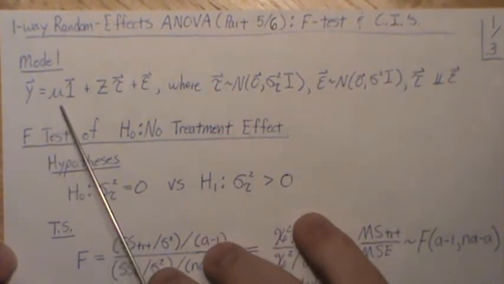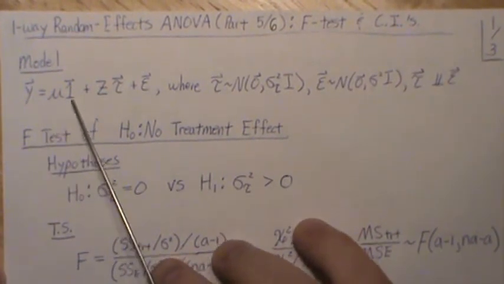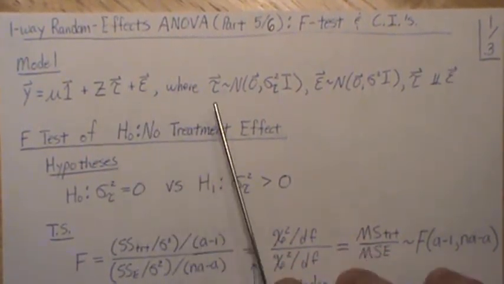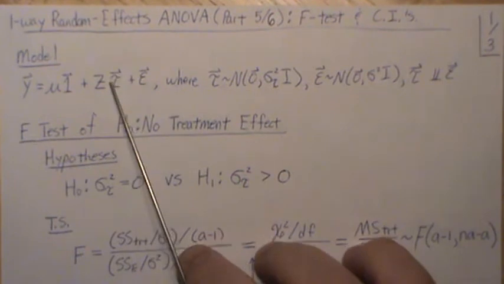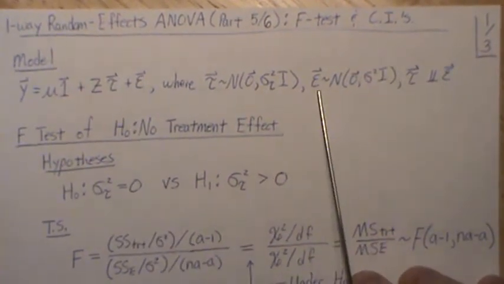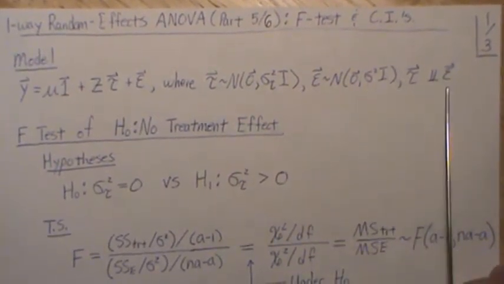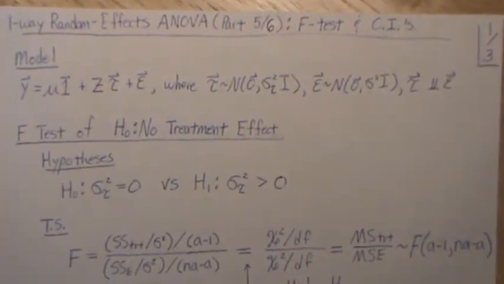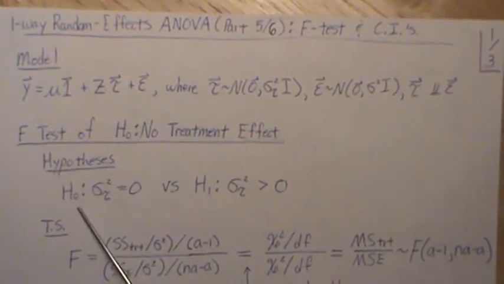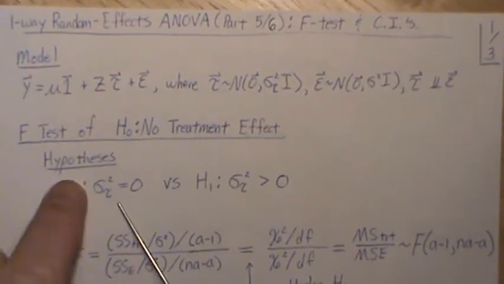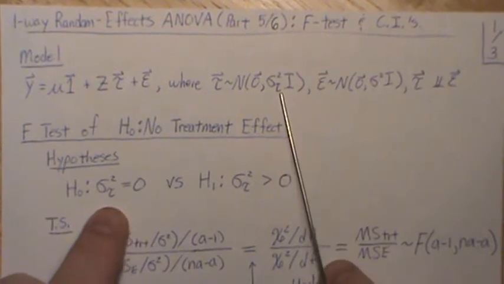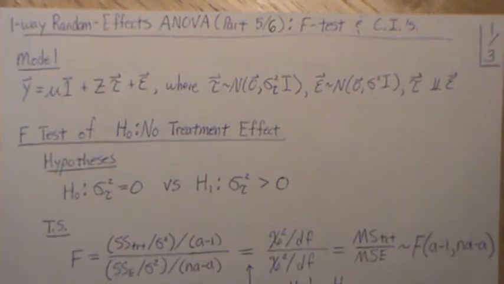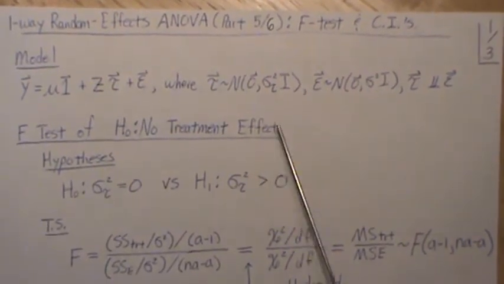So as a reminder, our model is y equals mu times a vector of 1s, plus Z tau plus epsilon. Tau is normally distributed. That's the random effects piece of it. Epsilon is normally distributed, and the taus and the epsilon are independent. And the F-test of no treatment effect has the null hypothesis that the variance component associated with tau is 0, versus that it's not 0, meaning there is an effect.